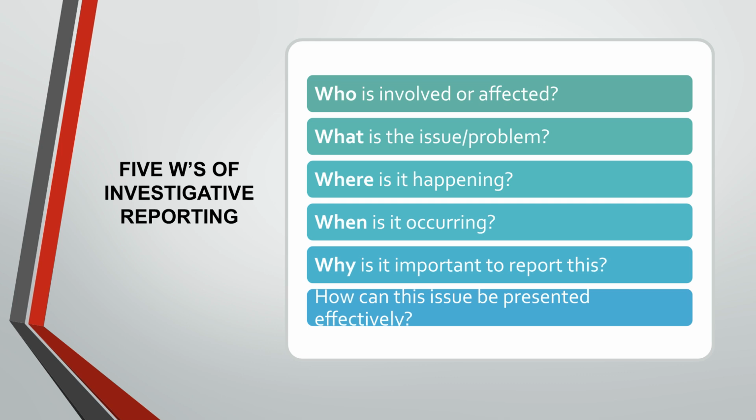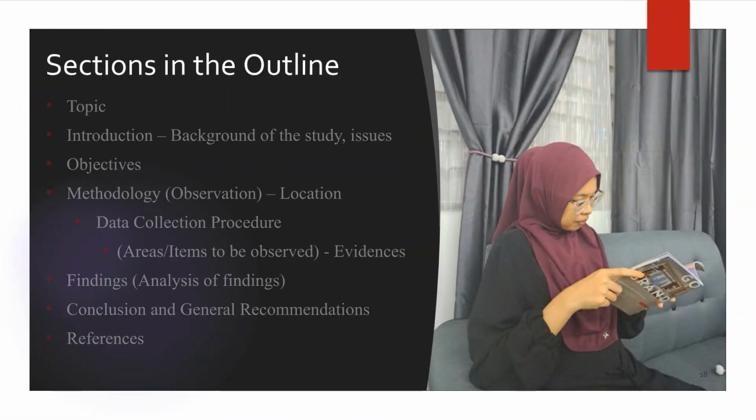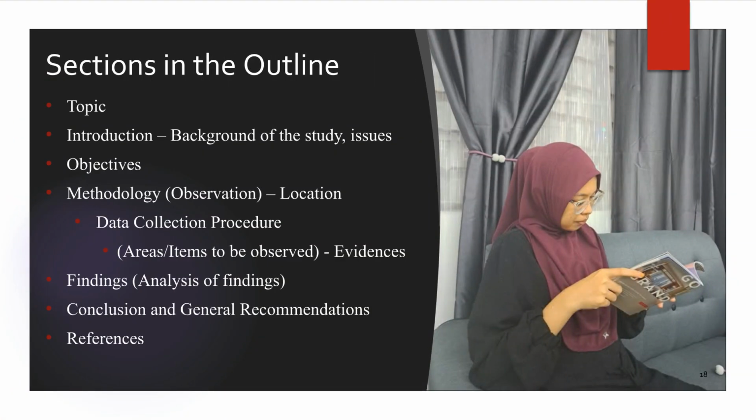The 5 W's of investigative reporting are fundamental to gathering comprehensive data. They ask who, what, where, when, and why. This scene provides some examples of field observations. Think about how these scenarios could be analyzed and documented in a report. The outline includes the topic, introduction with background and issues, objectives, methodology, data collection procedure, findings, conclusion, recommendations, and references.